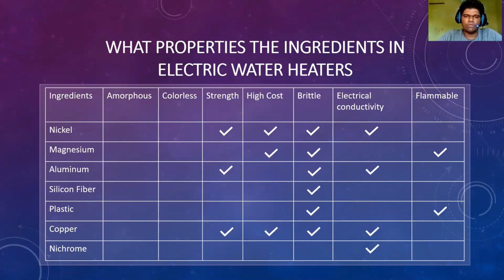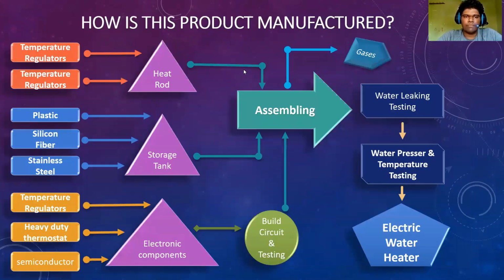Then we consider the product manufacturing. There are three main parts in electric water heaters. They are the heat rod, storage tank, and electric components. The heat rod is connected with the temperature regulators. The storage tank is made of plastic, silicon, and stainless steel. After connecting electric components, we must build circuits and do some tests for that. When manufacturing this product, we must consider the emissions of the product. After assembling, we must run some tests on water leaking, water pressure, and temperature. After getting results, we can release our product into the market.